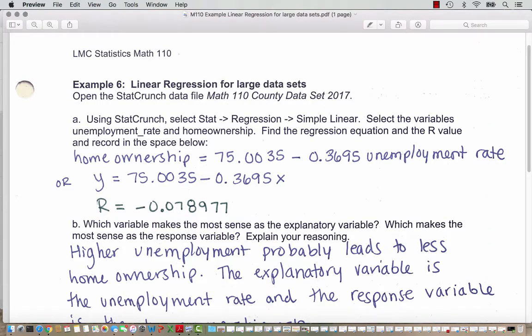All right, so using StatCrunch, we are going to select Stat, Regression, Simple Linear. And we're going to select the variables homeownership and unemployment rate, and then we're going to find the linear regression here. So it makes the most sense to me to have the unemployment rate as the explanatory variable, because I am thinking as unemployment rates are higher, you're going to have fewer people being able to afford a home. So that's how I'm going to set this up.